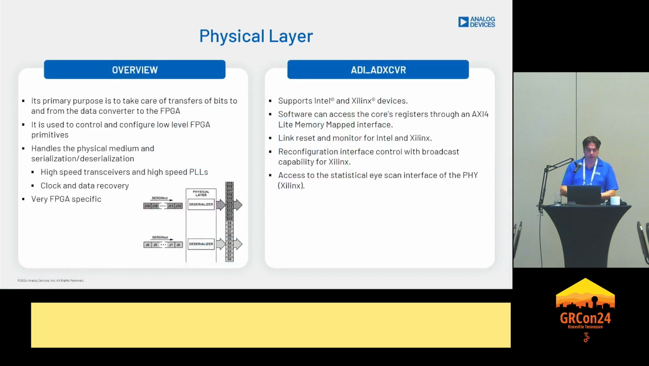So the physical layer, its primary purpose is to take care of the transfer of bits to and from the data converter to the FPGA. It's used to control and configure the low-level primitives on these FPGAs. Handles the physical medium, serialization, deserialization, for example, the high-speed transceivers and their PLLs, clock and data recovery. But the whole thing is really very, very FPGA specific.